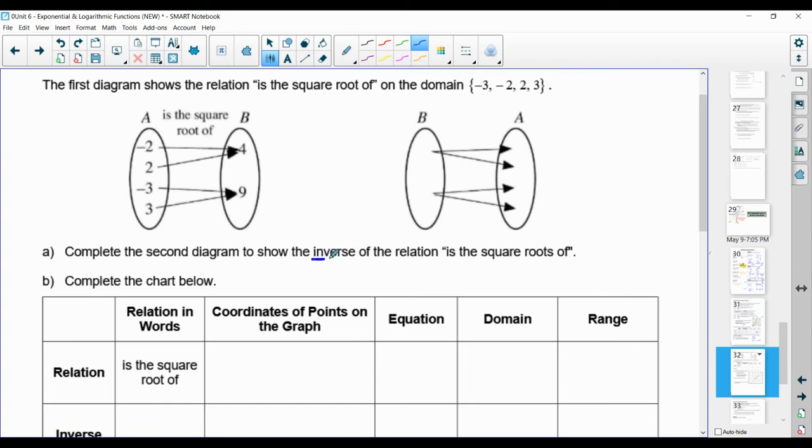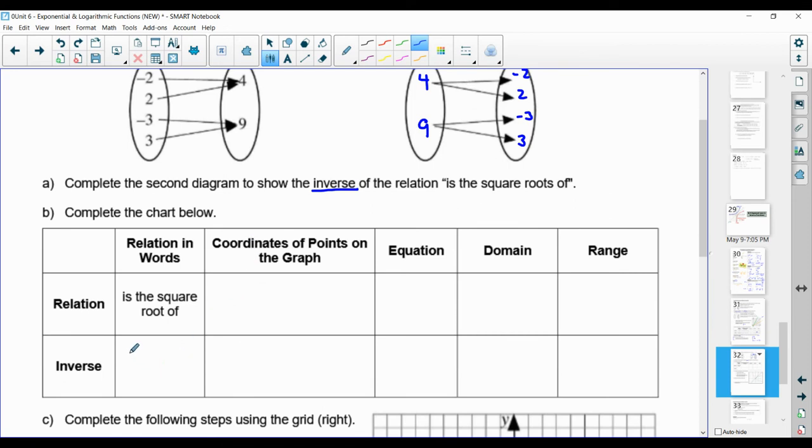Well, when we're doing the inverse, that means that we're flipping our x's and y's. So now 4 and 9 become our x's, and our y values become -2 and +2. We have -3 and +3. Now, if we were to write what our relation is here, 4 is the square of -2 and +2, because -2 squared is 4 and 2 squared is 4. So our inverse, the rule is the square of.